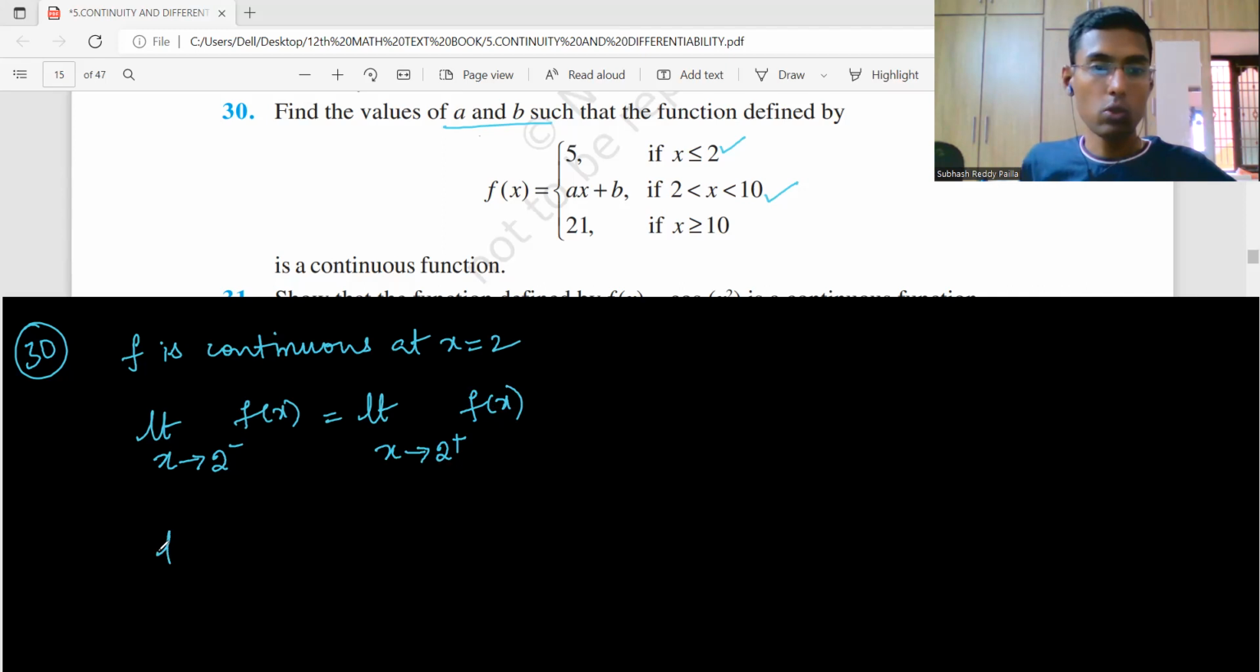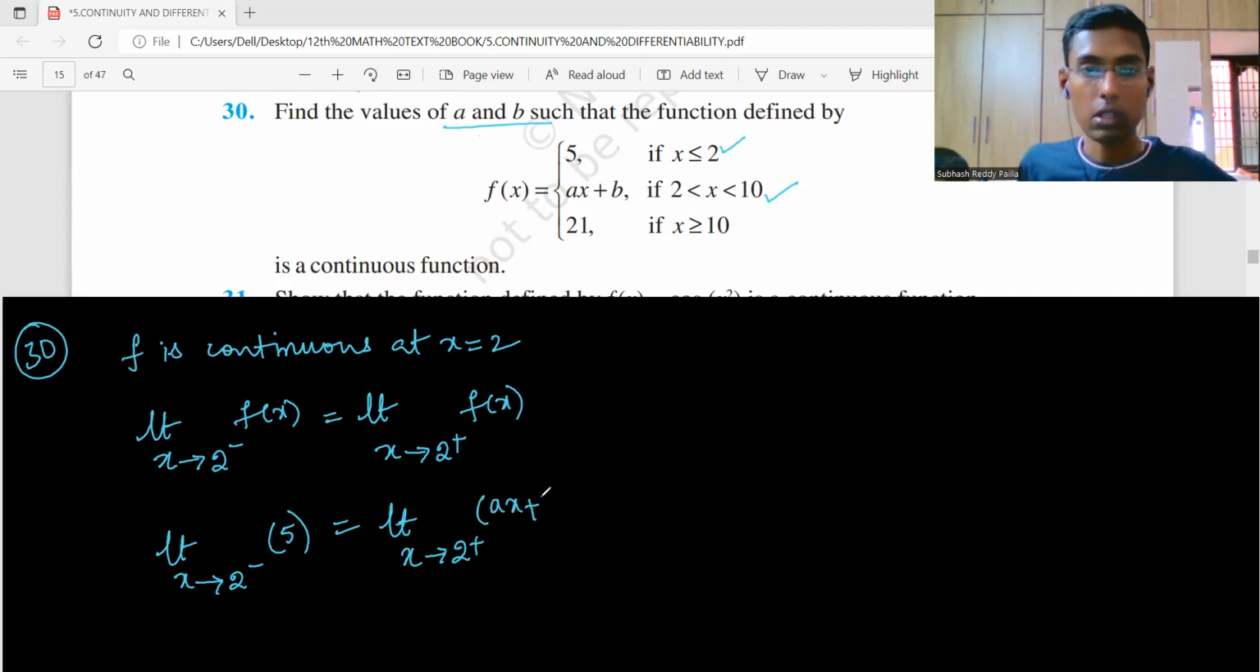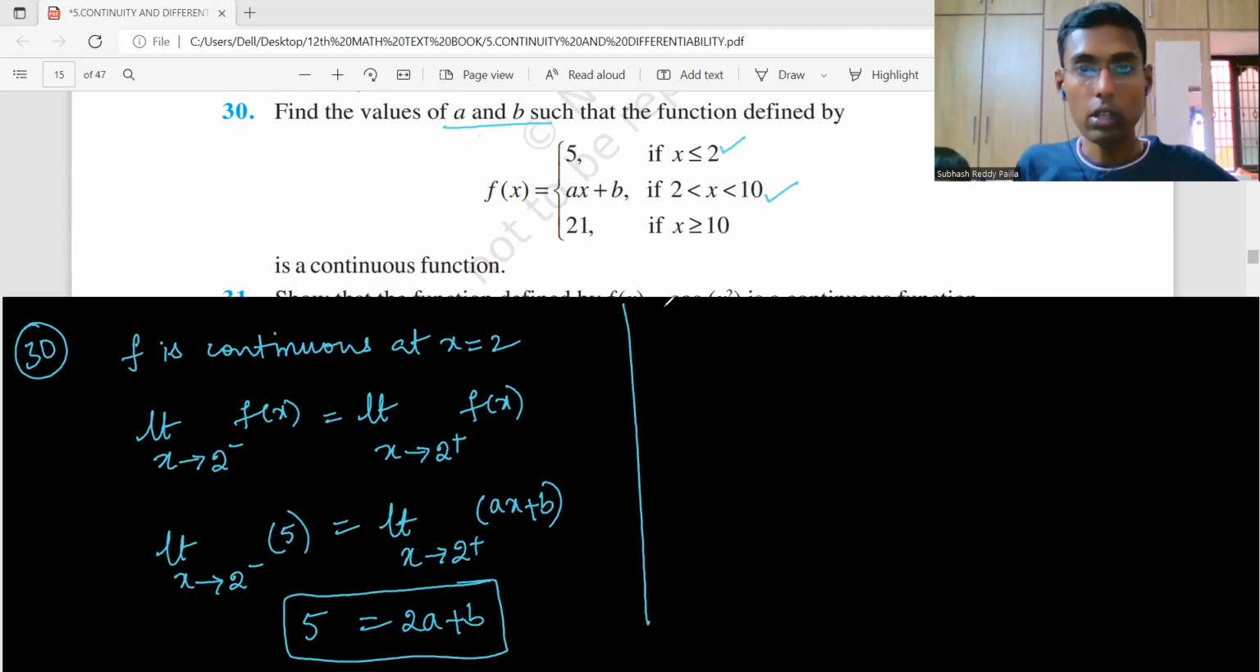So limit x tends to 2 minus f of x is f of x when x is tending to 2 from the left hand side, that means x is less than 2. That's 5. Equal to limit x tends to 2 plus f of x, which is ax plus b. Now from here, this is 5 and this is 2a plus b equal to 5. This is one. And next one.